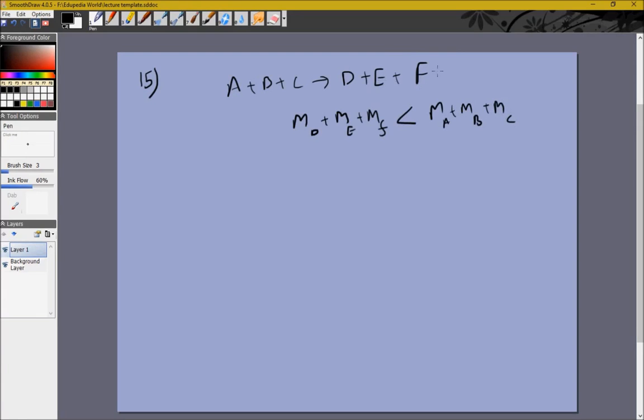If this mass is smaller, this energy is smaller than this, which means energy is released in the process. Any process in which energy is released happens on its own. Any process in which energy is absorbed, we need to make it happen. So if this is true, that means it can occur, otherwise it cannot occur. So the first option for 15 is, let's look at each option separately.